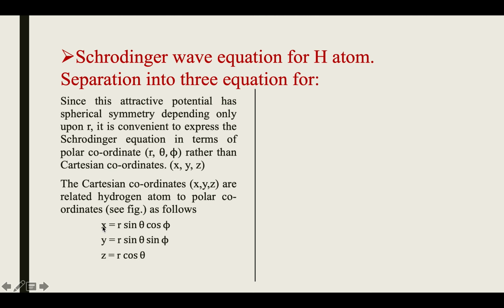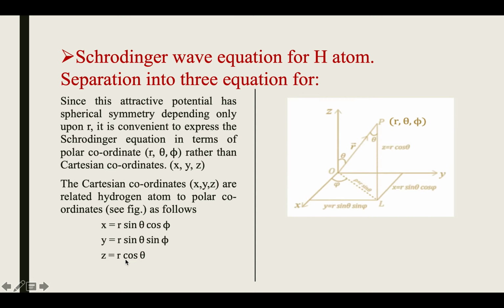x is equal to r sine theta cos phi, y equal to r sine theta sine phi, and z equal to r cos theta. On the right-hand side you can see this in the figure. P is the point where the electron is located, and O is the nucleus. This distance is r, the radial vector.